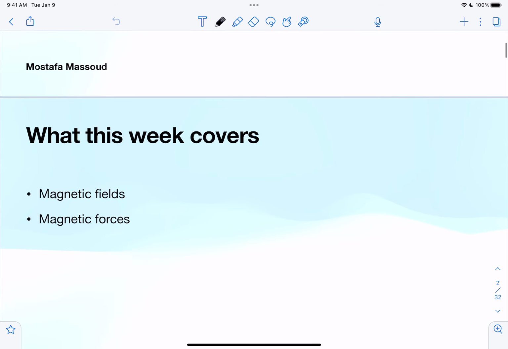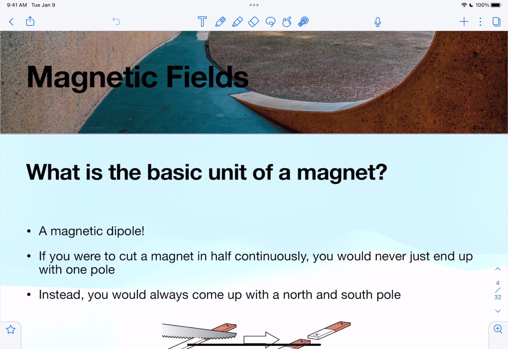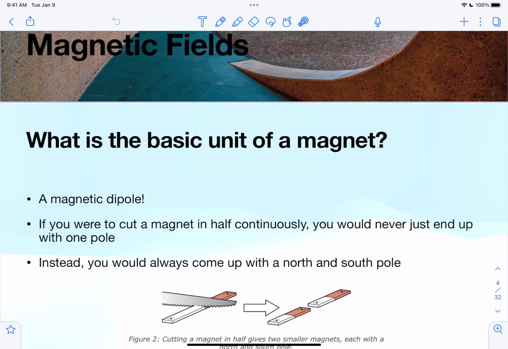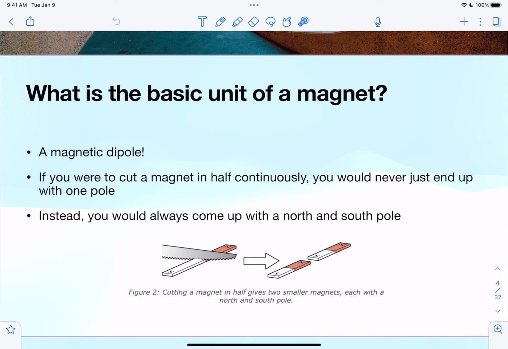But yeah, just an overview of what this week covers. We're covering magnetic fields and magnetic forces, right? First, we're going to start off with magnetic fields. First things first is thinking about what a magnet is, right? What's the basic unit of a magnet? You've probably seen a magnet and had a lot of experience with magnets, right? So you know that there's a north and a south pole to a magnet, right?